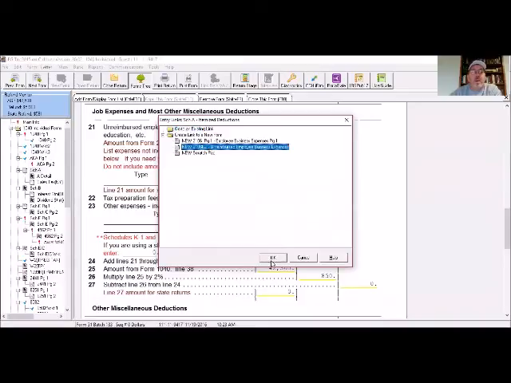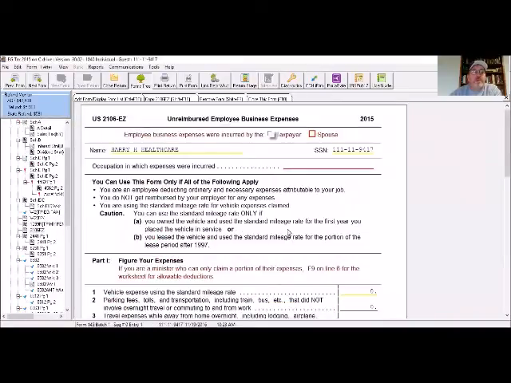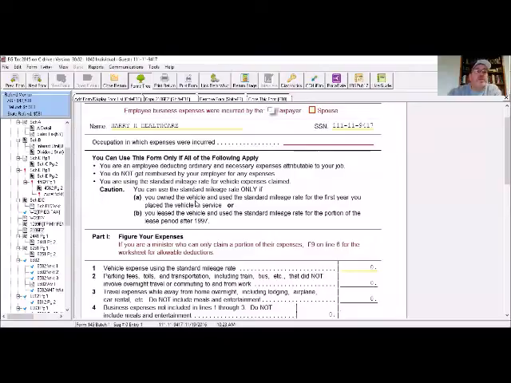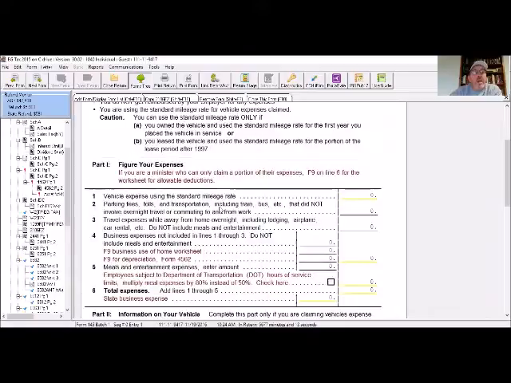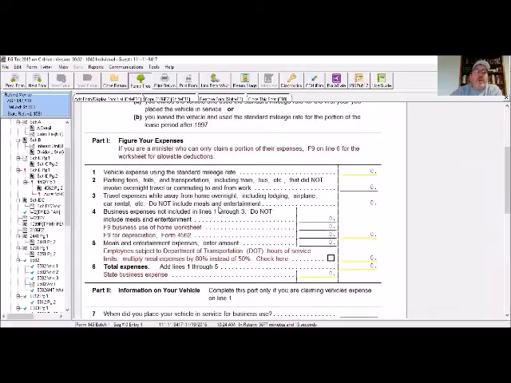Okay, we're going to talk about the 2106 EZ first, just because it has some great little instructions at the top. You can use this form if you are an employee deducting ordinary and necessary expenses, you do not get reimbursed from your employer for any expenses, and you're using the standard mileage rate for your vehicles. So those are things that make it the EZ form, okay? Using the 2106, whether it be that one or the EZ, really the big thing is you want to use this if you're traveling, okay?